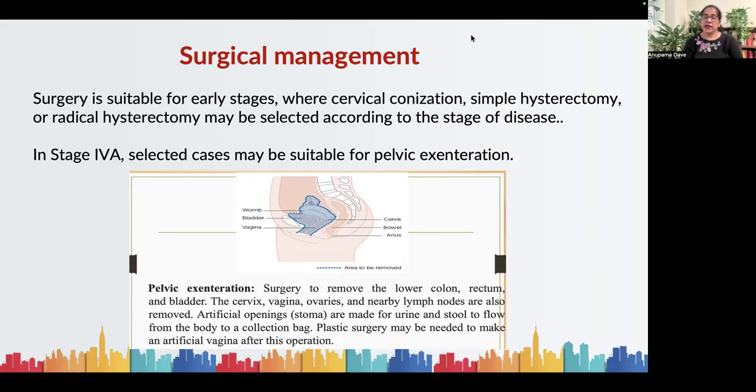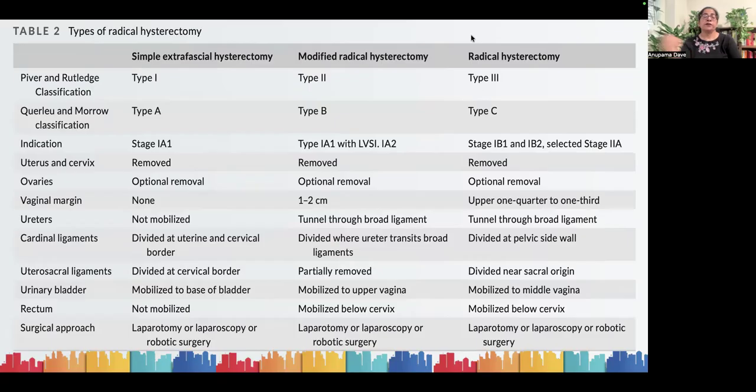However, in some selected cases, like stage 4A, in which the disease is limited, pelvic exenteration may be done. Pelvic exenteration is a surgery to remove lower colon, rectum, and bladder. The cervix, vagina, ovaries, and nearby lymph nodes are also removed, and artificial openings, that is stoma, are made for urine and stool to flow from the body to a collection bag. Plastic surgery may be needed to make an artificial vagina after this operation. So, this is an exenterative surgery.